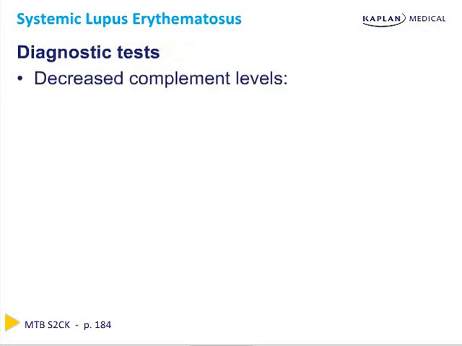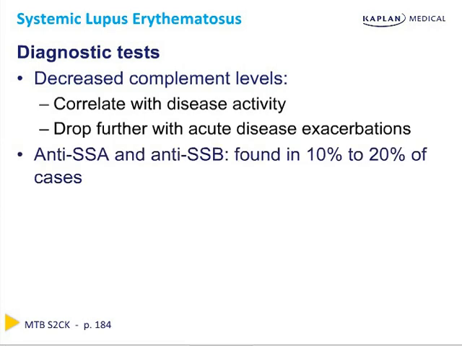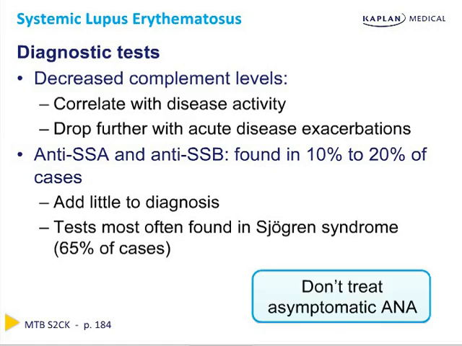Patients with lupus will have a decreased complement level. It actually correlates with disease activity. As disease activity increases, complement level will decrease. Anti-SSA and anti-SSB are found in only 10 to 20% of cases. They add little to the diagnosis and they're specific for Sjogren's syndrome. In fact, they're positive in 65% of patients with Sjogren's. One little tip for you. Whenever you're presented with a patient who's asymptomatic and has a positive ANA, do nothing.